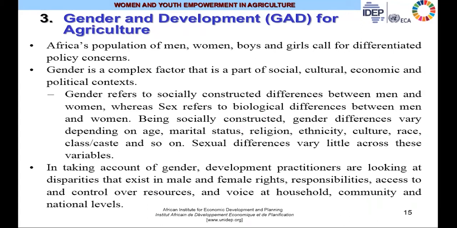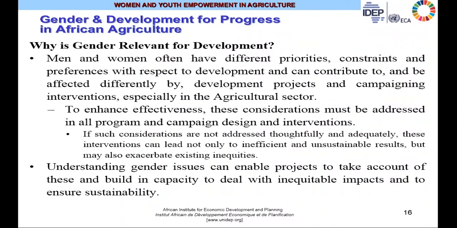In taking into account gender, development practitioners therefore are looking at disparities that exist in male and female rights, disparities that exist in responsibilities, disparities that exist in access and control over resources, and disparities that exist in the voice at the household level, the community level, and the national level. So why is gender relevant for development? Men and women have different priorities. Men and women have different constraints, and men and women have different preferences with respect to development and can contribute to and be affected differently by development projects and campaigning interventions, especially in the agricultural sector.